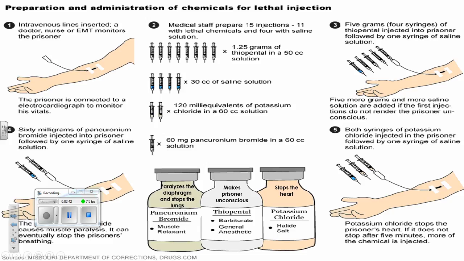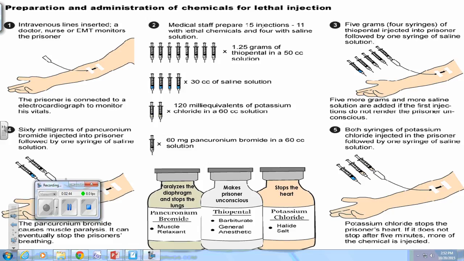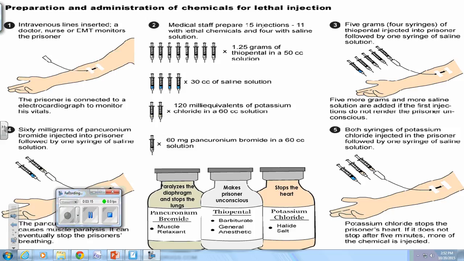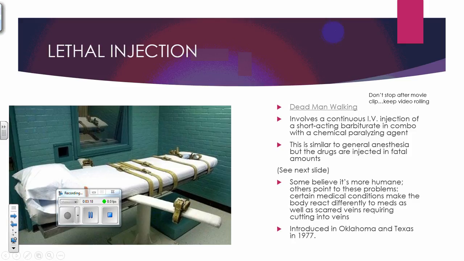Okay? So then they take 60 milligrams of pancuronium bromide, injected into the prisoner, followed by saline solution. So the next one then is the muscle relaxant, and that is what's trying to stop the diaphragm and the lungs from going in and out. And then you have the 5th one over here on the right. Both syringes of potassium chloride are injected into the prisoner, followed by saline solution, and that is what stops the heart. So that's kind of the order that things go in. All right? It's a lot of injections, isn't it? Seems like it would take forever.